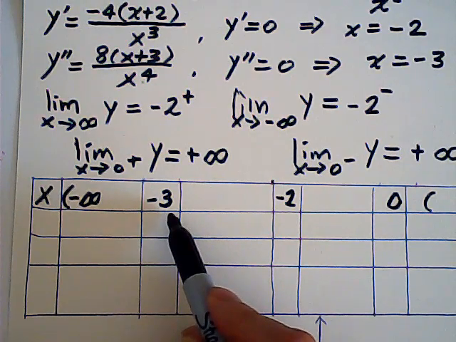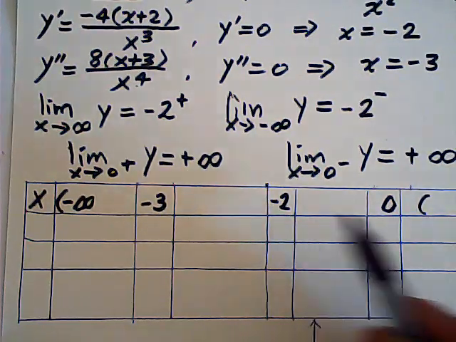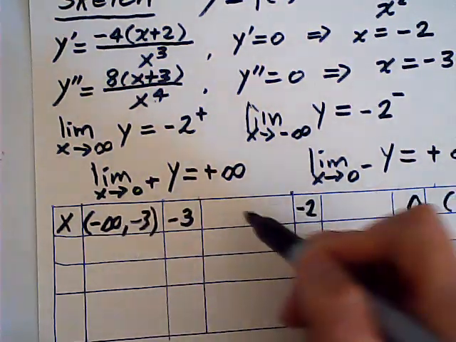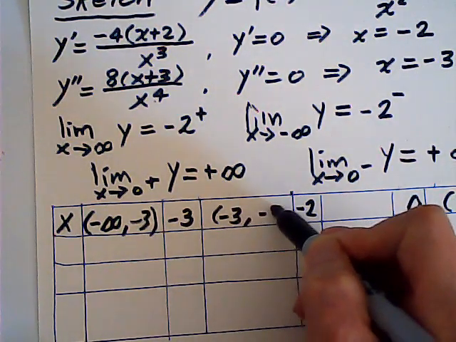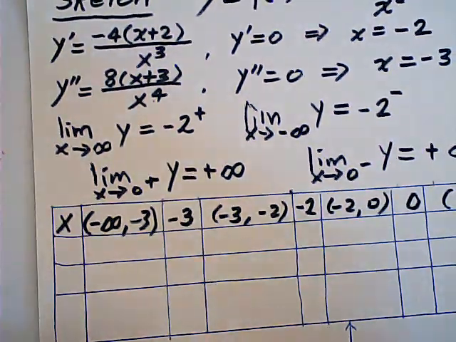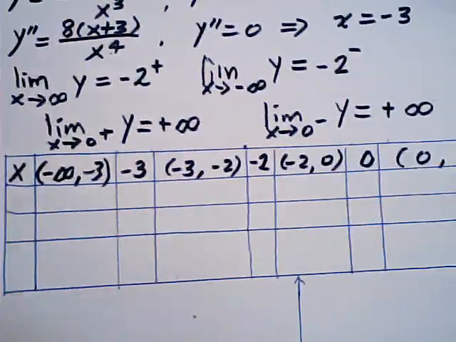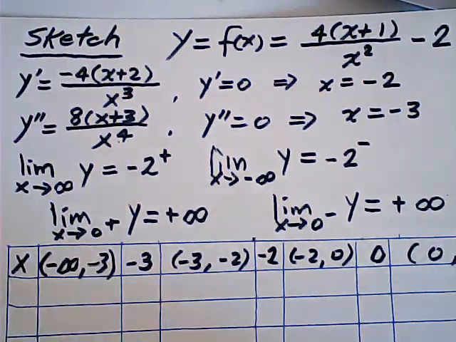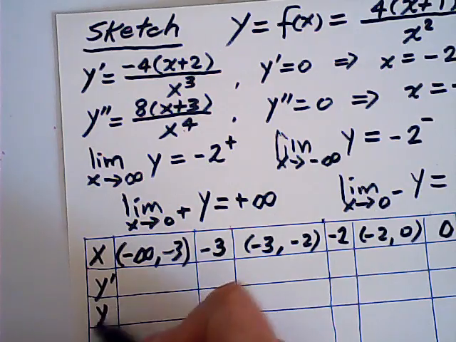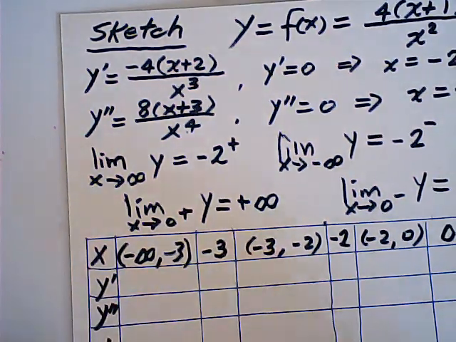At this one, the second derivative is 0. At this point, the first derivative is 0. At this point, the function is not defined. So this is one subinterval. This is another. And this is another subinterval. Okay, good. Then this is the first derivative, this is the second derivative, this is y.